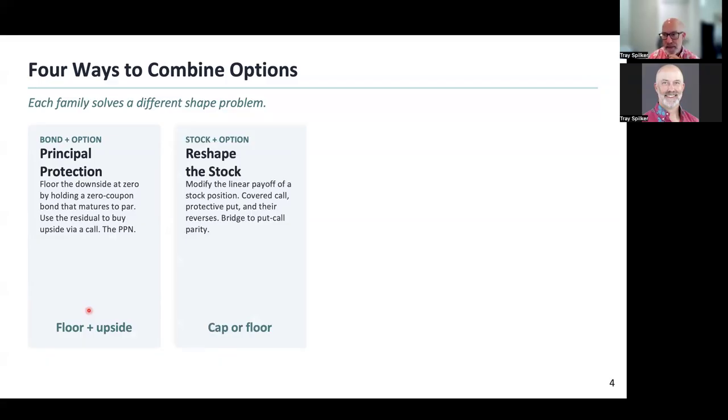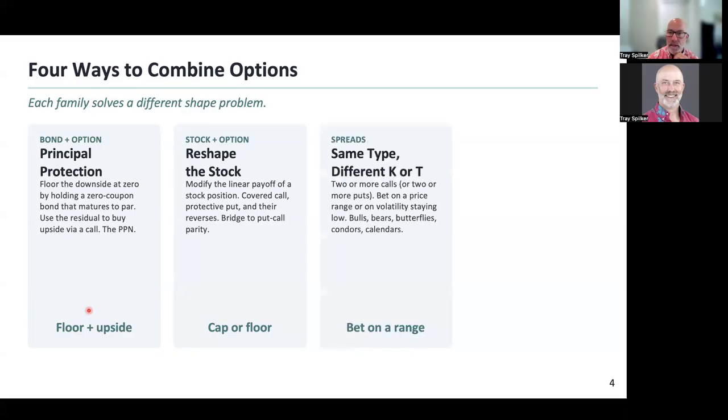The second here is a combination of the underlying stock and one option. And this is going to shape the natural symmetric exposure of a stock position, right? So typically stock's a linear payoff. Well, when we add some options to it, we can change that linear payoff. So it can create a cap or a floor to the underlying stock.